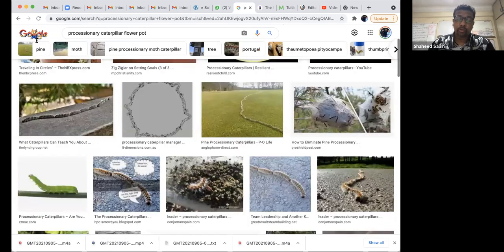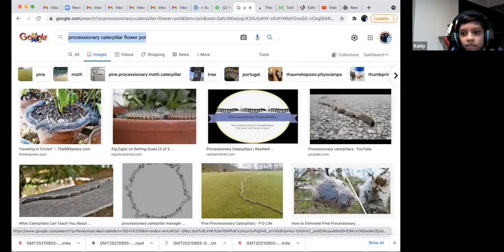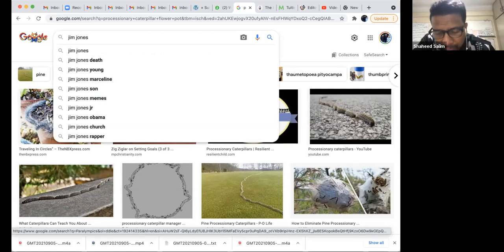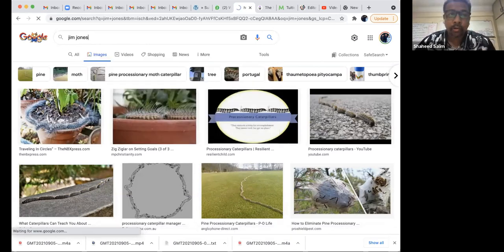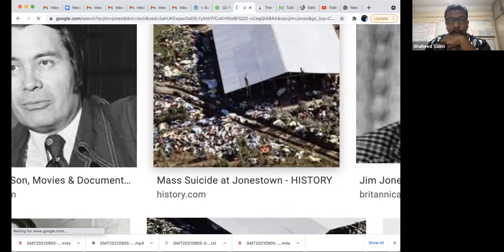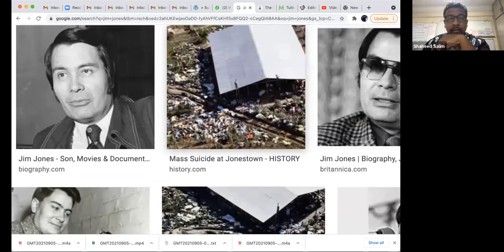Have you heard of Jim Jones? Don't be shocked. Jim Jones was a person who claimed to be communicating with God, and he was a Christian preacher, and he brought some Americans to a place in Guyana. And you know what happened? I'll show you the pictures. Can you see this? You know what all these are? Mass suicide. They killed themselves. This guy is Jim Jones.